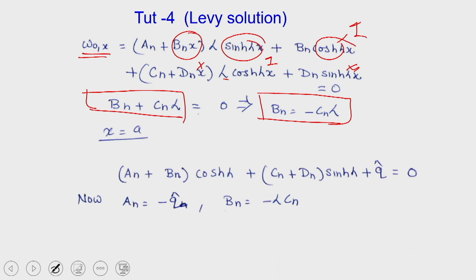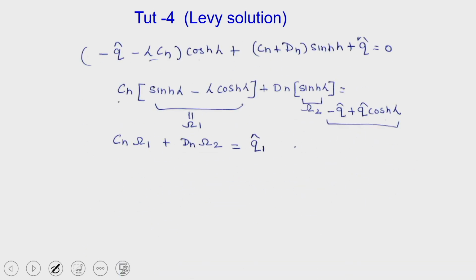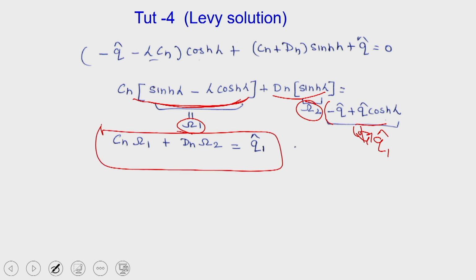Okay. Then x is equal to a. Put a, x is a, and we know that a is 1. So I have just simplified this expression, that An plus Bn cos hyperbolic lambda, Cn plus Dn sin hyperbolic lambda, q hat is equal to 0, and substitute this An is equal to minus q hat and Bn is equal to minus lambda Cn. If you substitute these values, it becomes Cn into some constants, Dn into something, and some loading term. So let us say these coefficients are known as capital omega 1 and these coefficients are known as capital omega 2. This is the load term, and this loading is denoted as q hat 1. So you get this equation in Cn and Dn, one equation.